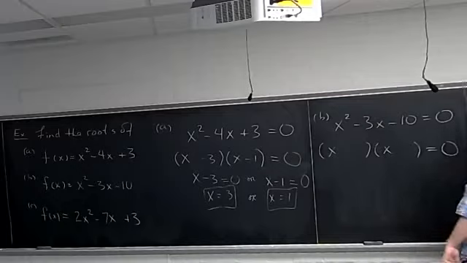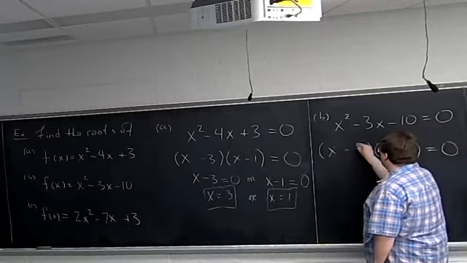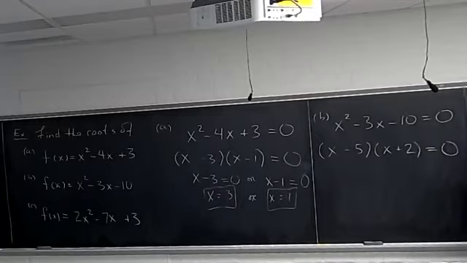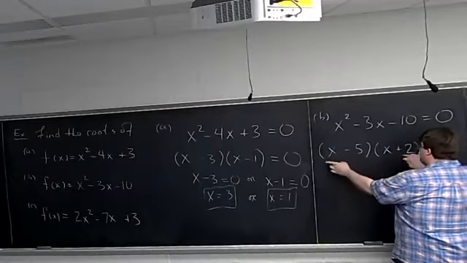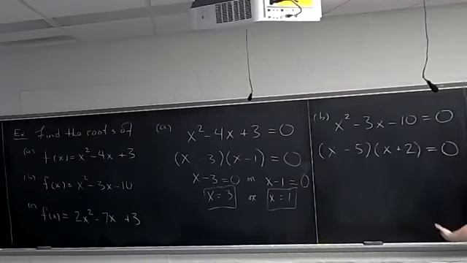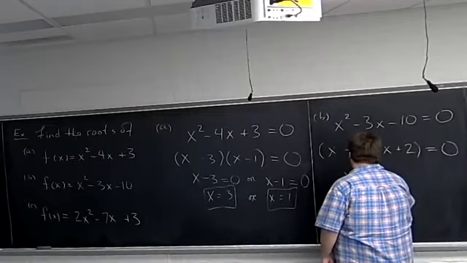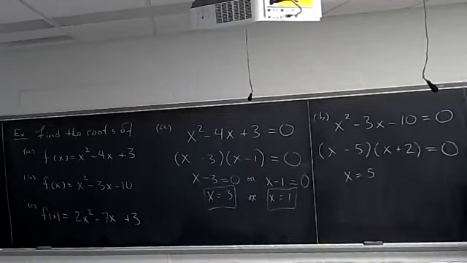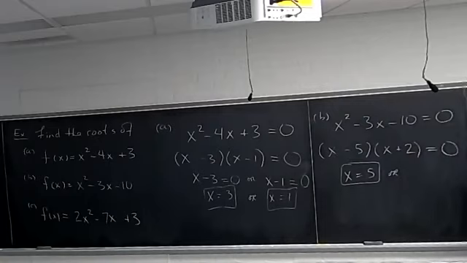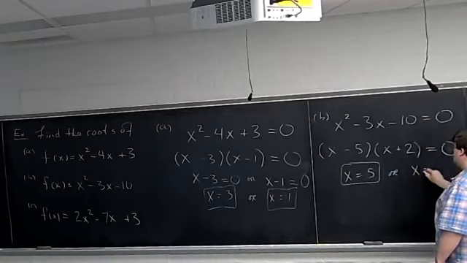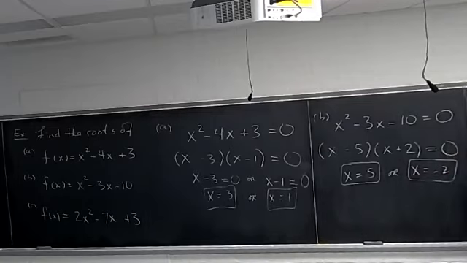5 and 2 make 10. 5 and 2 also make 3. Do the signs work? Well, if we take -5 and +2, then -5 and +2 multiply to -10, and -5x + 2x does give us our -3x. And now we want to solve this. Again, set this equal to 0, set that equal to 0. You set the first one equal to 0, x - 5 = 0, add 5, get x = 5. Set the second one equal to 0, what do you get? x + 2 = 0, subtract 2, and you get x = -2. Any questions about that one?